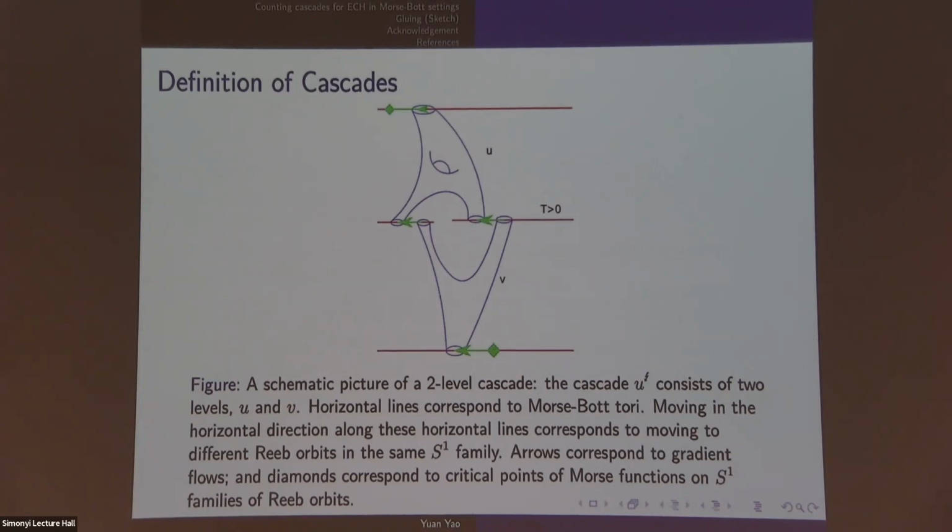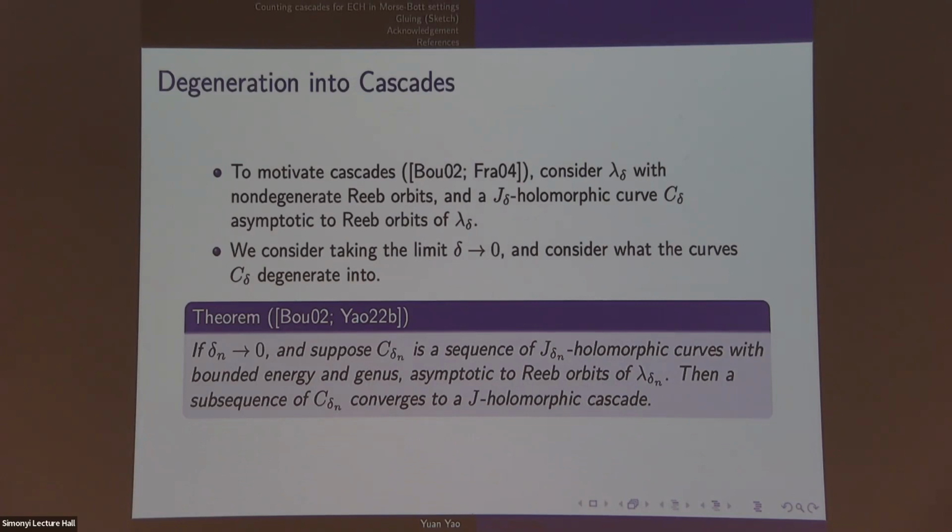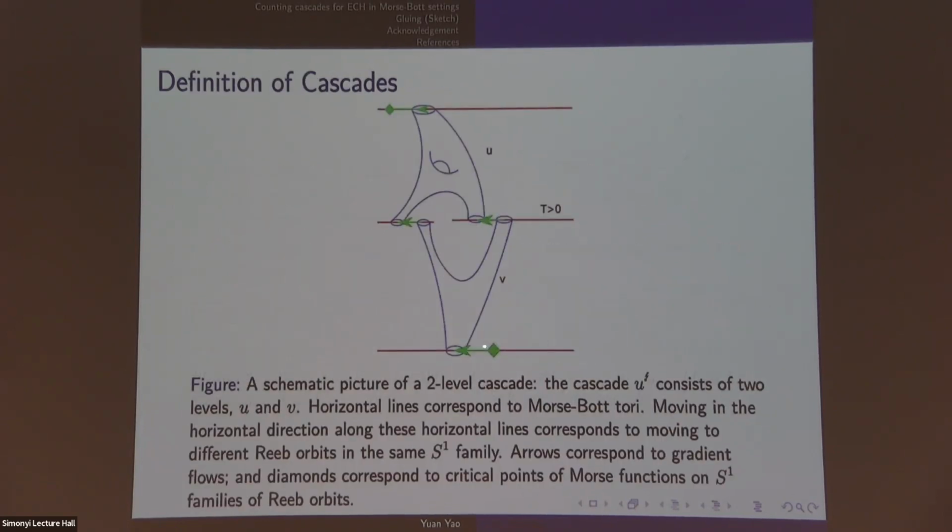So in the previous theorem... yes. So the horizontal lines correspond to the S1 family of Morse-Bott tori. These are 2 holomorphic curves U and V, and the green lines correspond to the gradient flows of F, which is a Morse function on the tori. And between U and V, there's a single number T greater than 0 that tells you, if I'm at the end of V, how long I have to flow to meet the end of U.